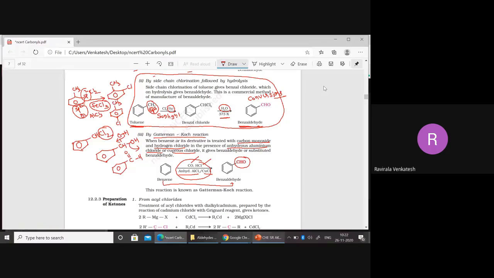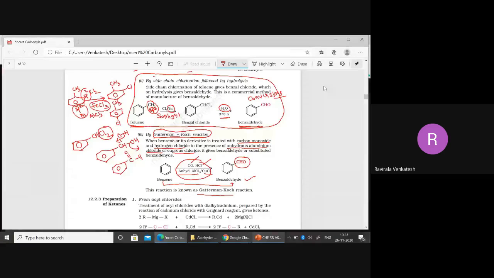Then what happens? You will get benzaldehyde. This is called the Gattermann-Koch reaction. So when benzene is treated with carbon monoxide and HCl in presence of anhydrous aluminum chloride or cuprous chloride, the product we are going to get is benzaldehyde. This is known as the Gattermann-Koch reaction. So we have completed the preparations of aldehydes.